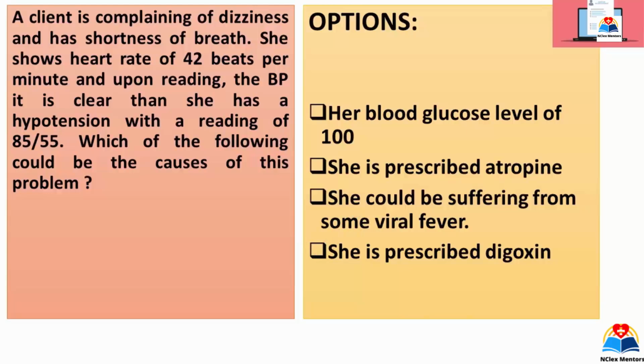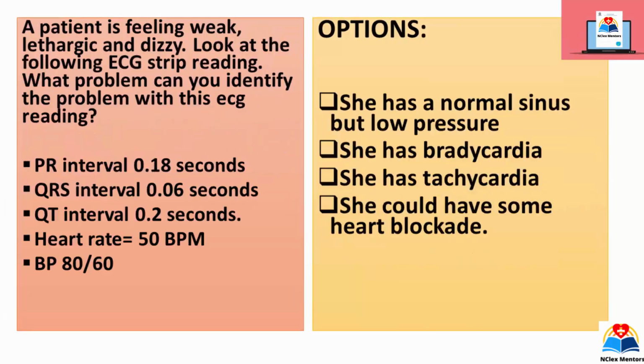Next question for your practice. A patient is feeling weak, lethargic, and dizzy. Look at the following ECG strip reading. What problem can you identify with this reading? PR interval is 0.18 seconds. QRS interval is 0.06 seconds. QT interval is 0.2 seconds. Heart rate is 50 BPM.